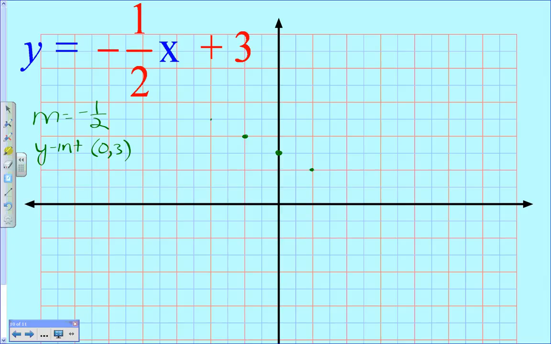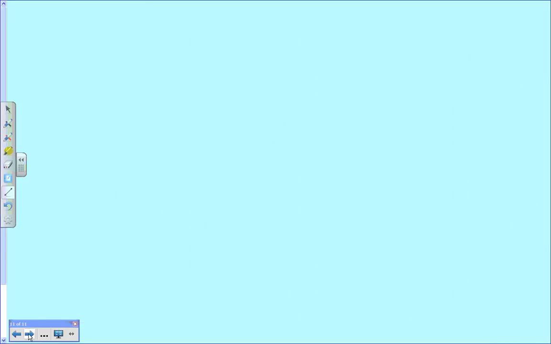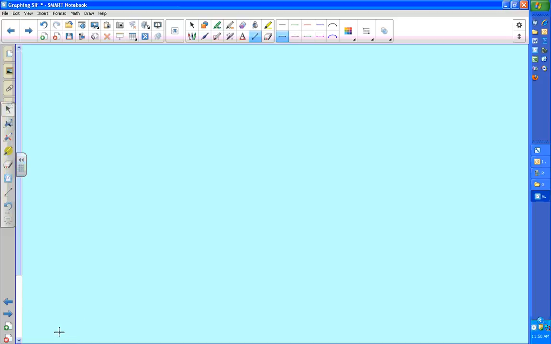Up 1, left 2. Down 1, right 2. We like to see 3 points plotted. Then we like to see the ruler. Connect those points. For graphing slope-intercept form, plot the y-intercept, count boxes from that point to find 2 other points.